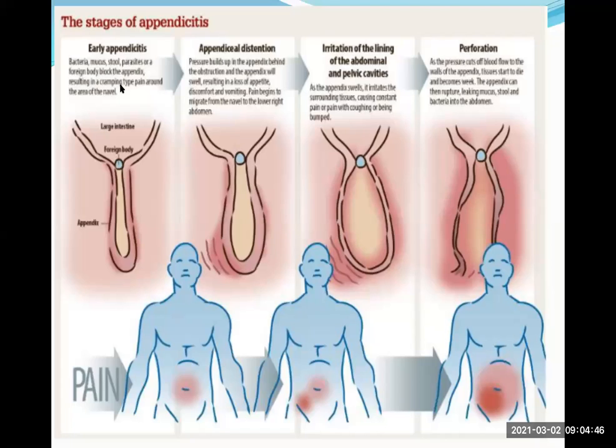You always remember this. This is a visceral pain. This is not a parietal pain. Only after the parietal peritoneum is involved, which is lying over the appendix, then the pain will be shifted towards the right iliac fossa. This will happen a bit later on, not in the beginning. And if this process continues, then finally there will be perforation of the appendix, and this will lead to peritonitis.